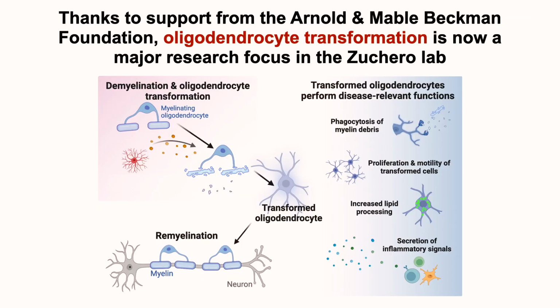Thanks to the support from the Arnold and Mabel Beckman Foundation, a high-risk, high-reward project like this, focusing on our discovery of oligodendrocyte transformation, can now become a major research focus in the Zuchero lab, and we're hoping that this will have a major impact on the field in the years to come.